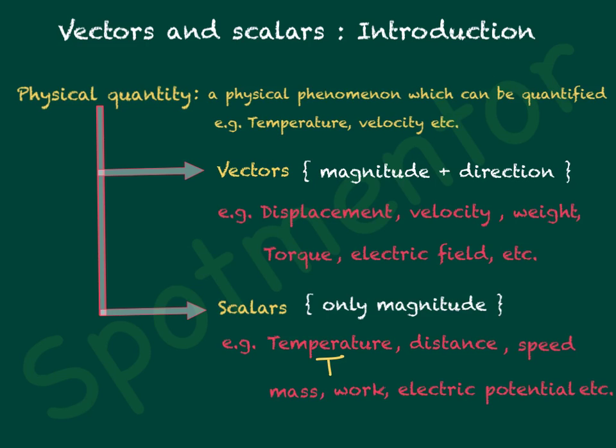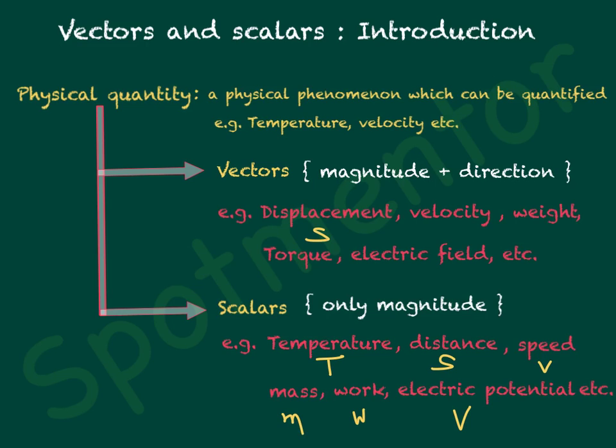Now let's see how we represent these quantities mathematically. For scalars, you just need to write the symbols, like temperature can be written as T, distance as S, speed as V, mass as M, W for work, V for electric potential.